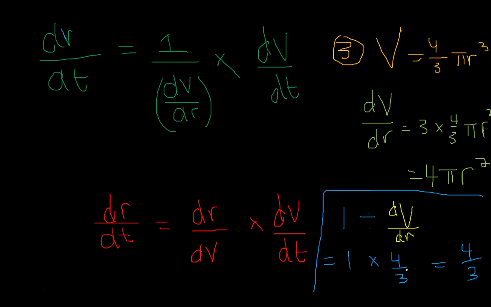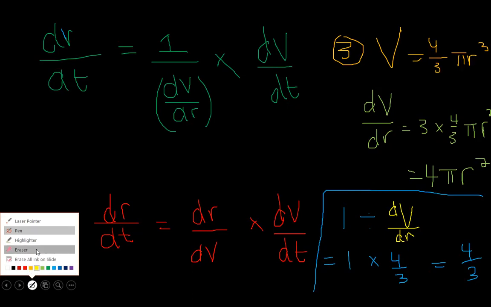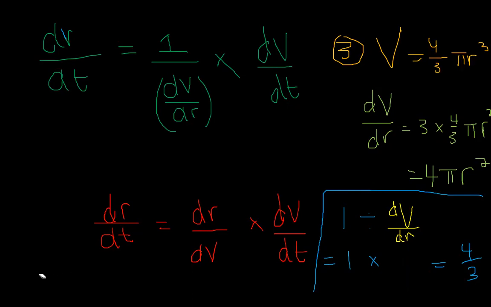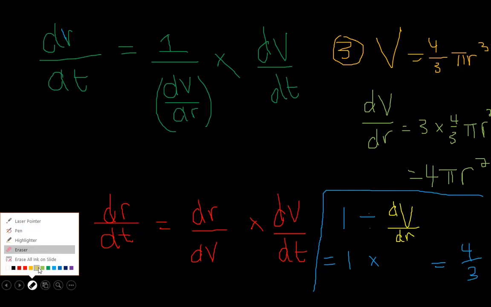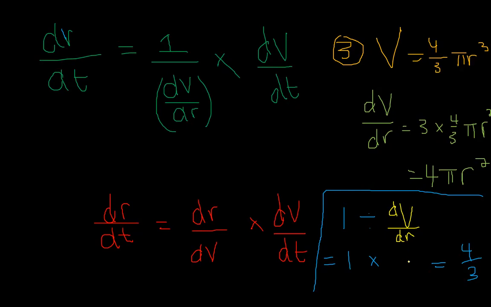So just like we did with the 3/4, we said 1 divided by 3/4 is the same as 1 multiplied by the flip of the fraction, so 4 and 3. Same thing we're doing here. 1 divided by dv on dr is the same as saying 1 multiplied by the flip of that fraction, which is what? What's the flip of this fraction? dr over dv.